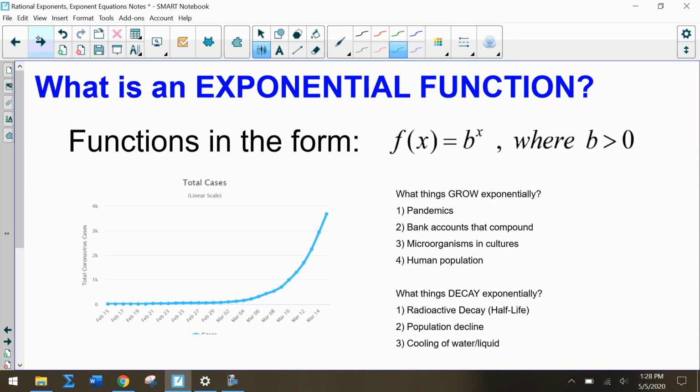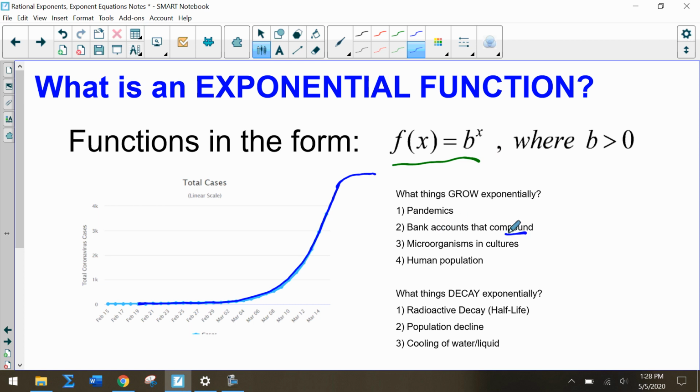So we're going to finish the video by talking about what an exponential function is. This is where we're going in this unit. But exponential functions are in the form of f of x equals b to the x, where b, the base, is greater than 0. So some things that grow exponentially, pandemics. So what we're experiencing right now, and if you're looking at the graphs of the number of cases of coronavirus and COVID-19 actually, notice how it's increasing at a rapid pace, and we've been trying to flatten the curve. Okay, we don't want it to keep going up. So this is an example of exponential growth.